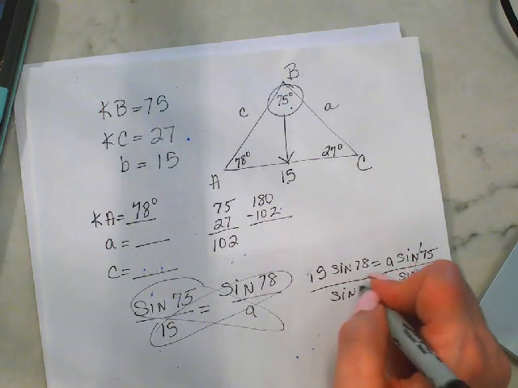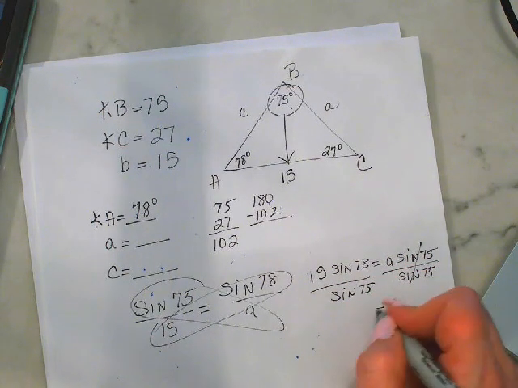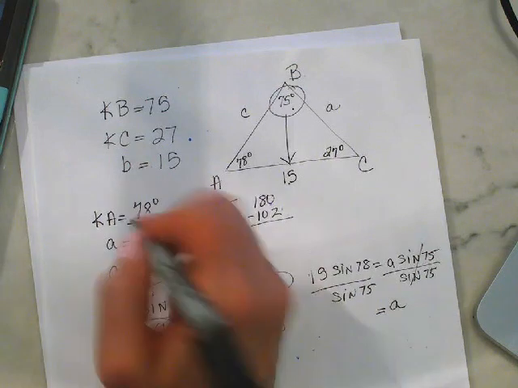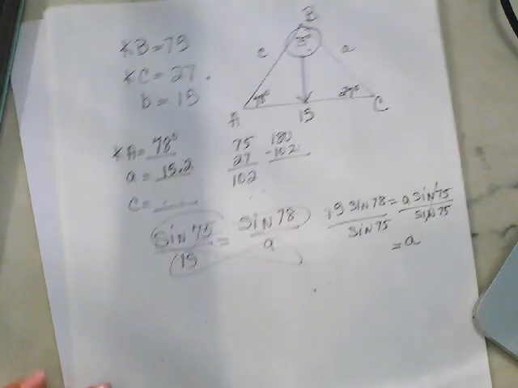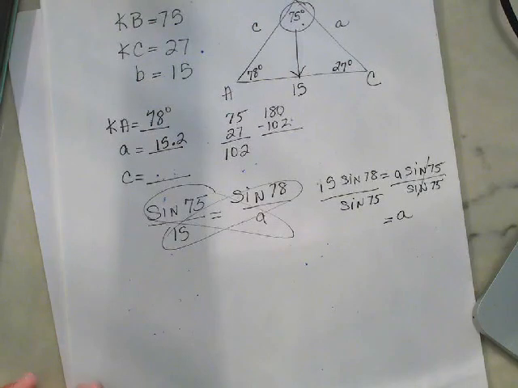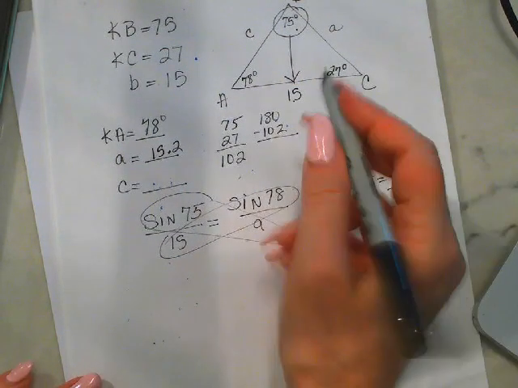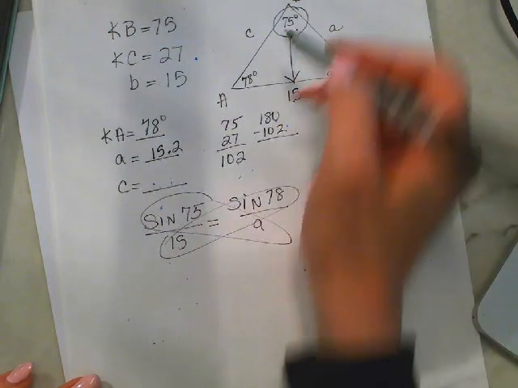I get a alone by dividing both sides by the sine of 75. And I'm just going to skip ahead and not show you in the calculator, but I know it works out to be 15.2 because I worked it out. And I just want to get to the end, and I only have a few minutes left.